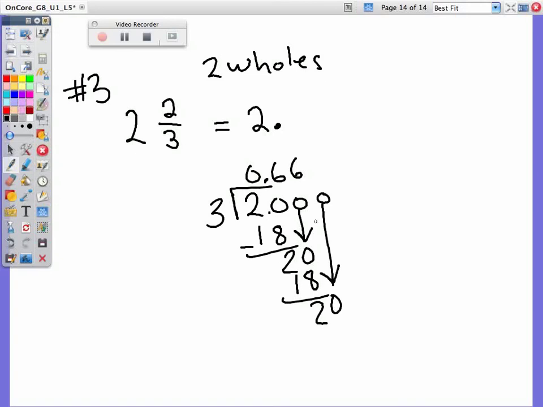So I'd write my final answer as 2 and 6/10 repeating, because I only put a bar over the part that repeats. The 2 does not repeat. And so this is how I would transfer a mixed number into a decimal.